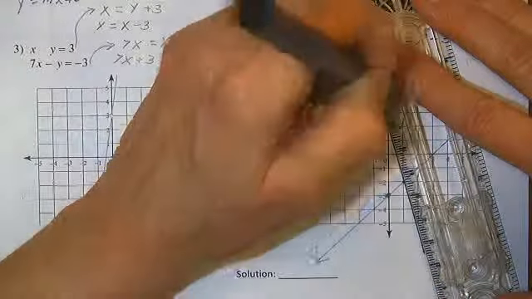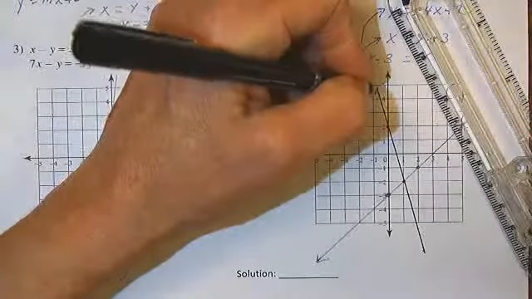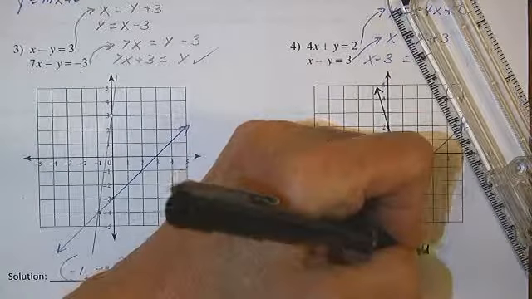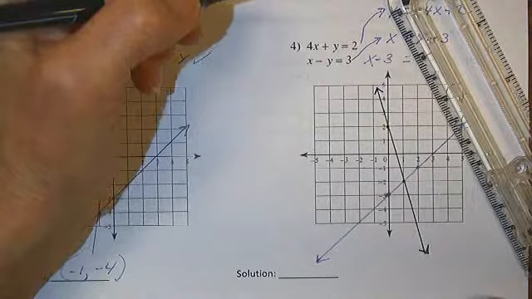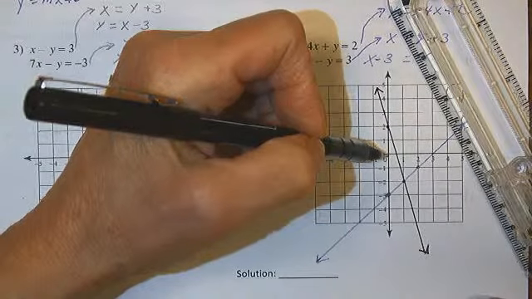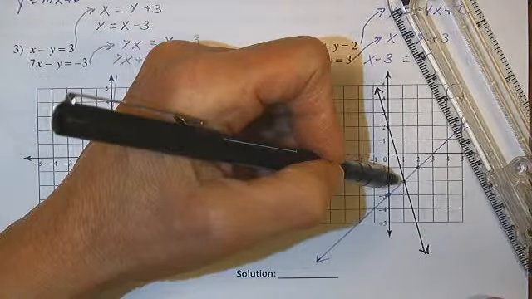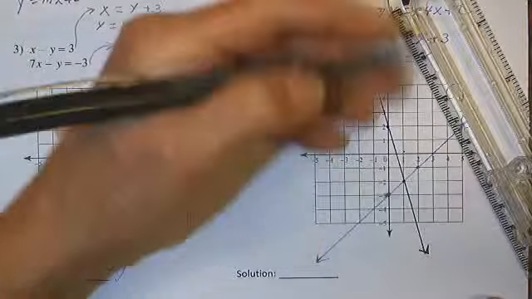Graphing is the easiest way to solve a system if the lines are pretty and easy to graph. The problem is, it's hard to know by looking which ones are going to be easy and which ones are going to be a nightmare. So my intersection is here, 1, negative 2.